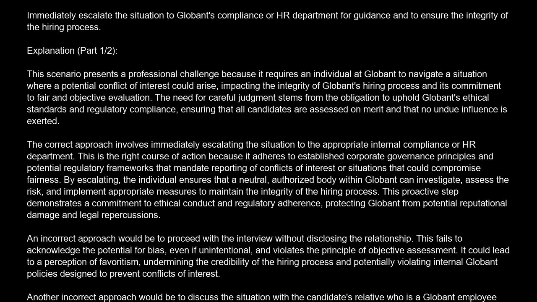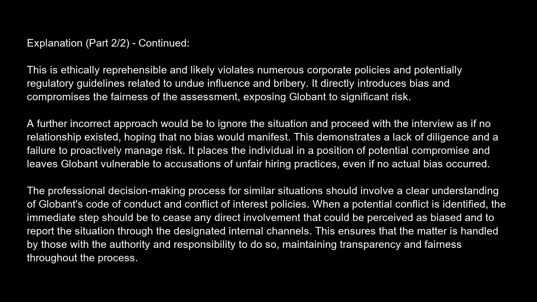Another incorrect approach would be to discuss the situation with the candidate's relative who is a Globant employee and ask them to influence the outcome. This is ethically reprehensible and likely violates numerous corporate policies and potentially regulatory guidelines related to undue influence and bribery. It directly introduces bias and compromises the fairness of the assessment, exposing Globant to significant risk.